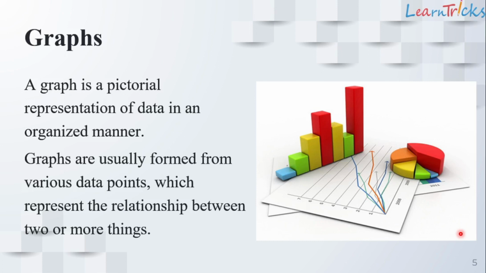A graph is a pictorial representation of data in an organized manner. Graphs are usually formed from various data points which represent the relationship between two or more things. So we have to use different types of graphs or charts to represent different types of data, as well as different types of relationships. Here we have mentioned that it represents the relationship between two or more things.